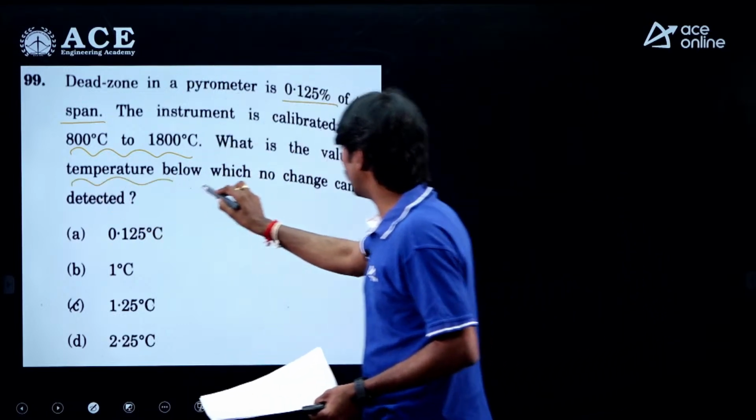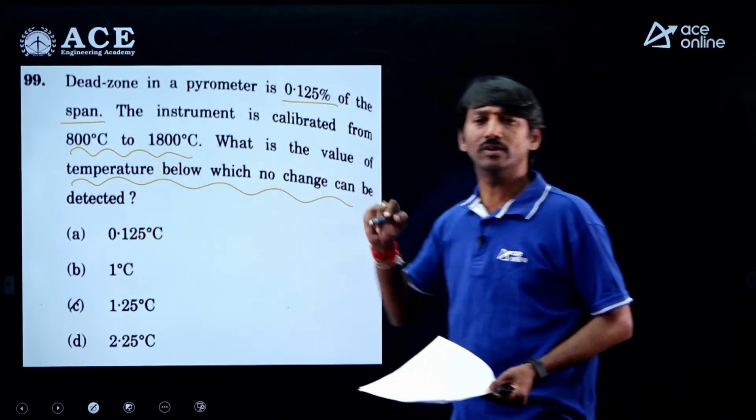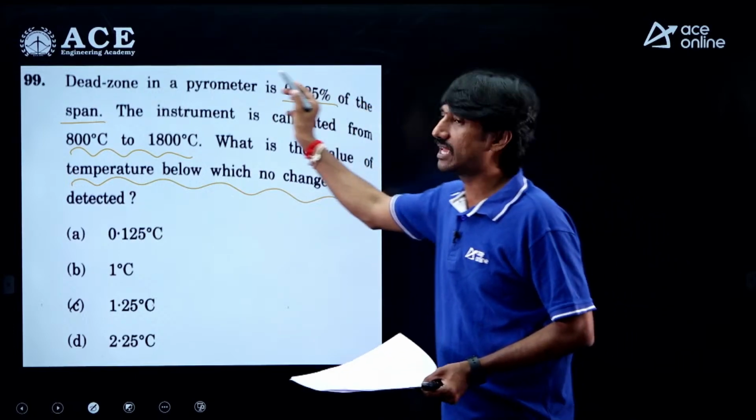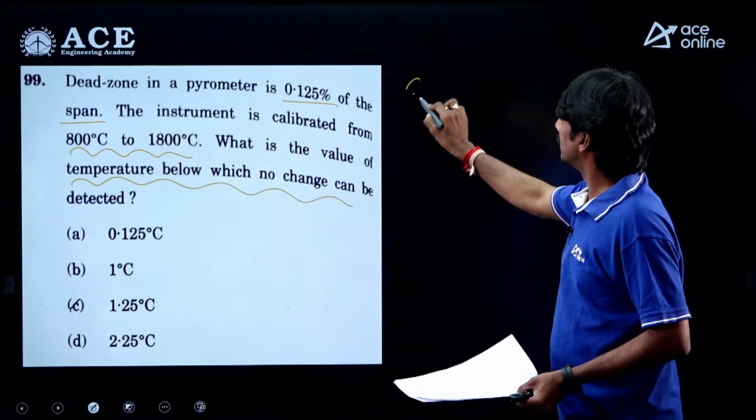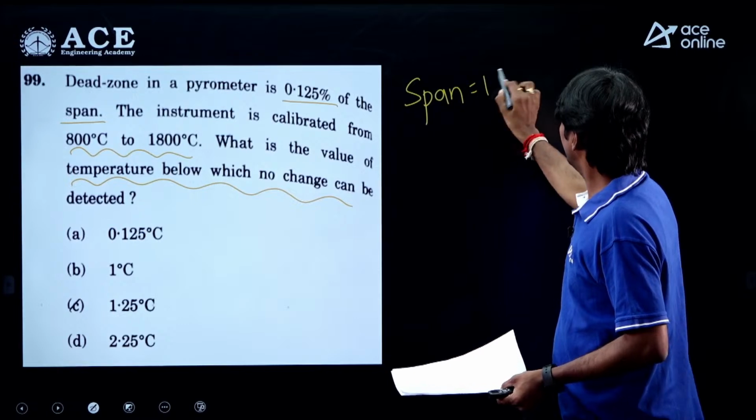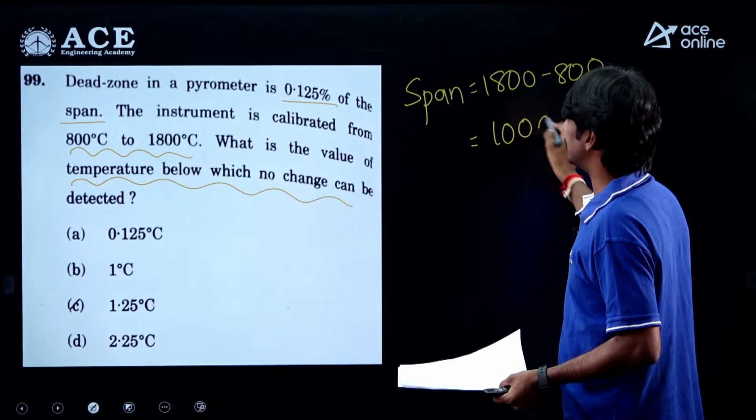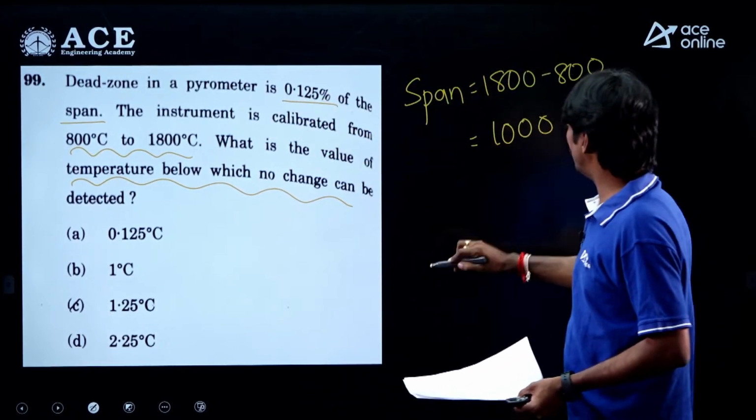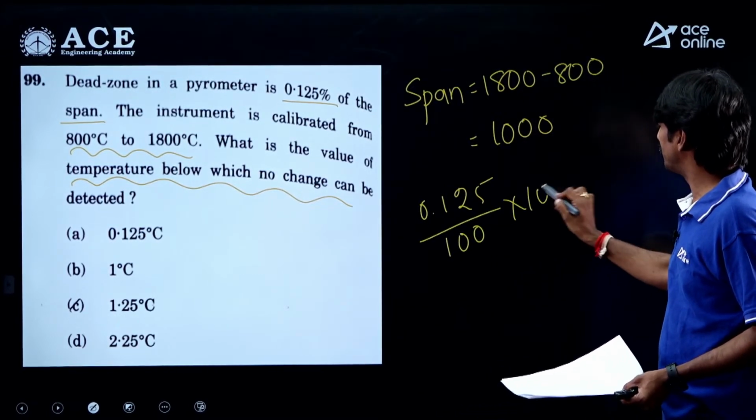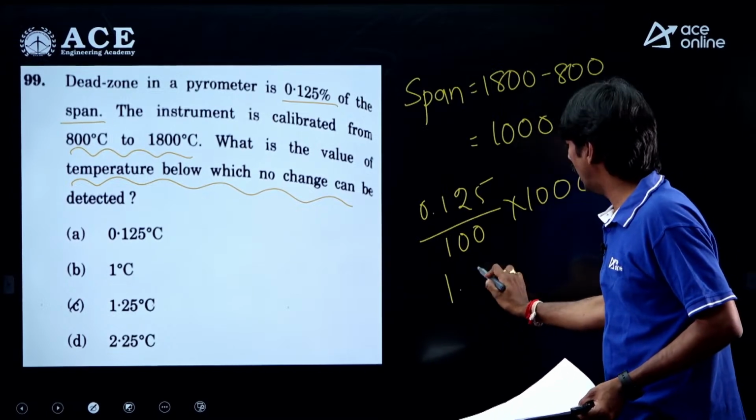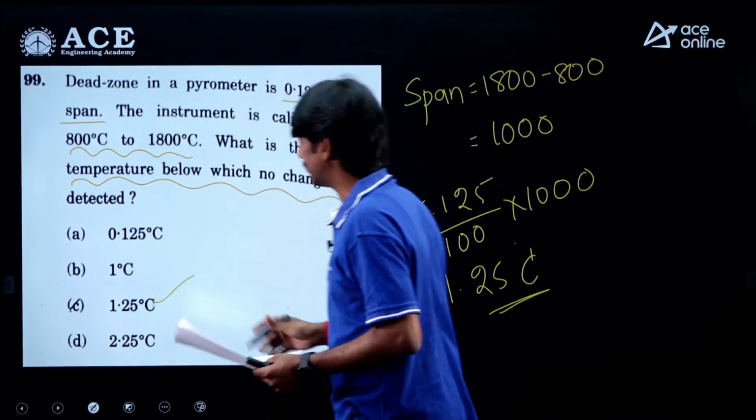See, this type of model, the same model question we have done in the class also. No change can be detected. So indirectly he is asking the dead zone only, but he has given it in terms of percentage of span. So simply, what is the span here? The span here is 1800 minus 800. So therefore the span here is 1000, and 0.125 by 100 into 1000, right? So you will be getting the value as 1.25 degrees centigrade. Yes, option C is the answer.